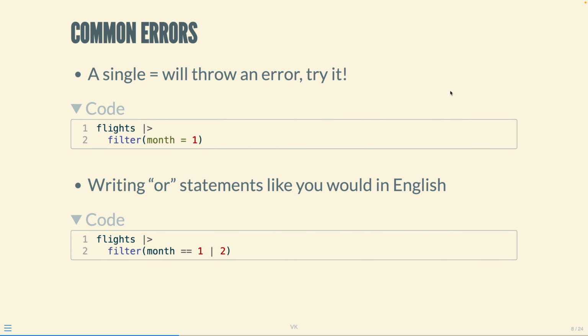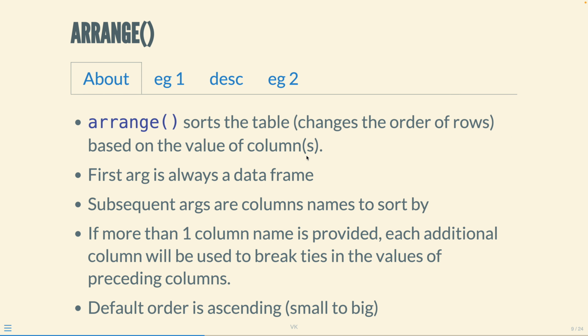All right, so let's move on to the arrange verb. This again is something that is applied to the rows, and arrange is basically like a sort in Excel. What it does is it changes the order of the rows based on the values of the columns, right? So you can go from the smallest to the biggest value of a variable, or you could go from the biggest to the smallest value, right?